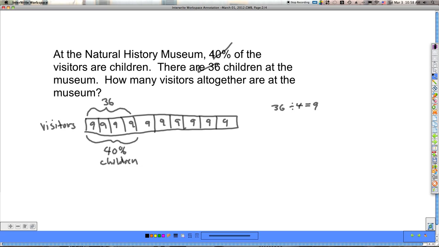Okay, so we've got that on our bar model. And how many visitors altogether are at the museum? That's the total visitors. 9 times 10 equals 90. 90 visitors.